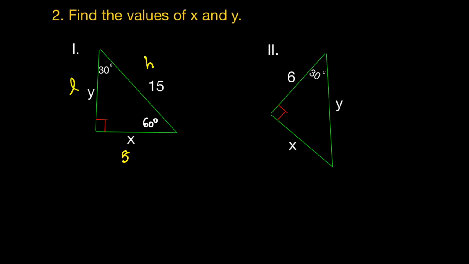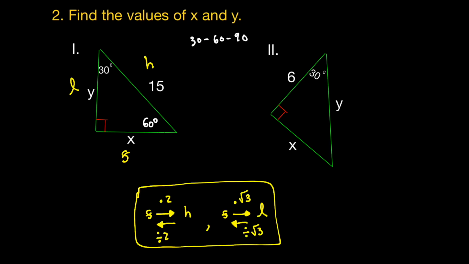For a 30, 60, 90 right triangle, we have to be aware of these two ratios. The first one has to do with the small length and the hypotenuse. If we have the small length, we can multiply it by 2 and get the hypotenuse. If we have the hypotenuse, we can get the small length by dividing it by 2. The other relationship is between the small length and the long length. To get from the small to the long, we just multiply by root 3. To get from the long to the small, we divide by root 3.